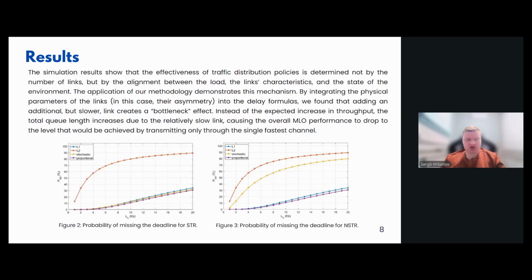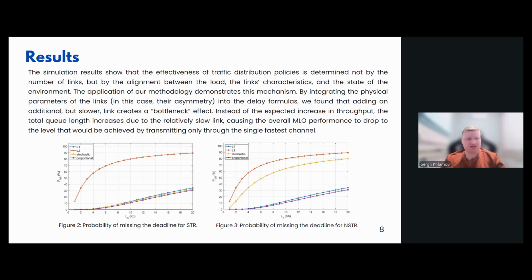The simulation results show that the effectiveness of traffic distribution policies is determined not by the number of links, but by the alignment between the load, the link's characteristics, and the state of the environment. The application of our methodology demonstrates this mechanism.